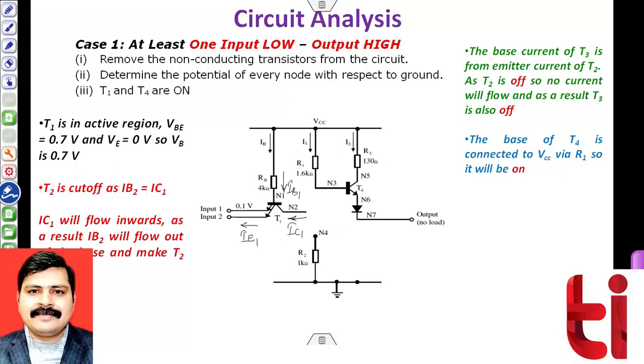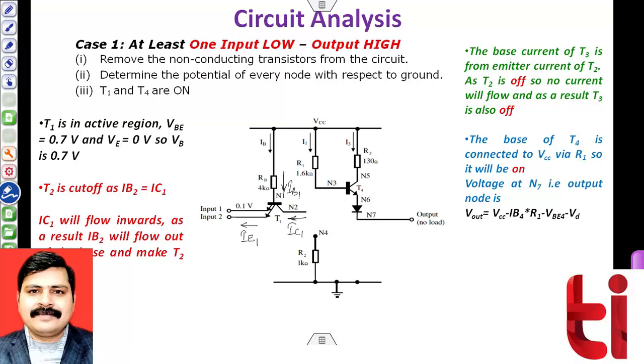We can apply KVL to this particular loop and it will be VCC minus the drop across this resistance, that means R1 into IB4, minus the base to emitter voltage of this transistor, that means VBE4, minus the drop across this diode. And if I am saying that both transistors and diodes are made from the same material, then the value of VBE of this transistor and the forward bias voltage across this diode will also be the same. So let's see the representation I have written over there. My Vout is VCC minus IB4 into R1 minus VBE4 minus VD.